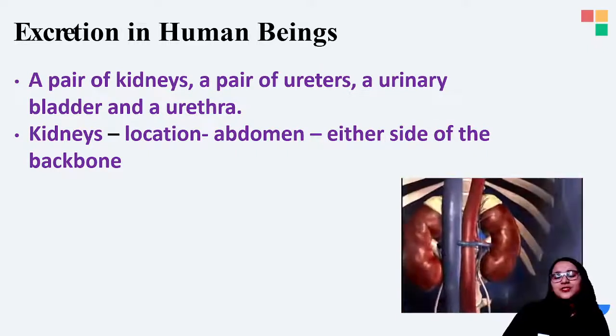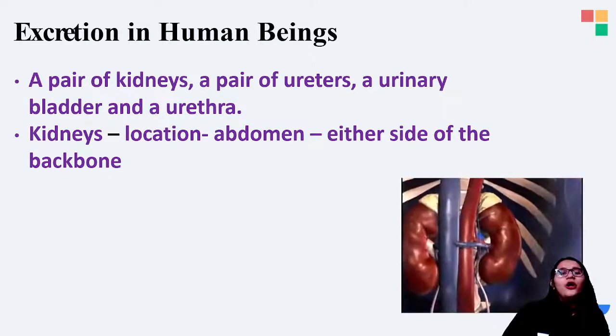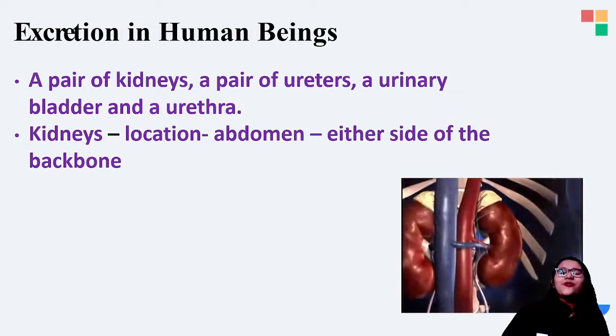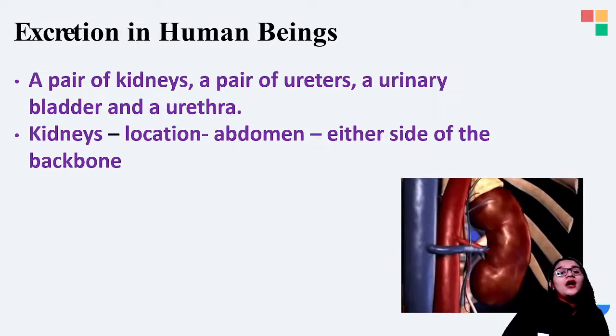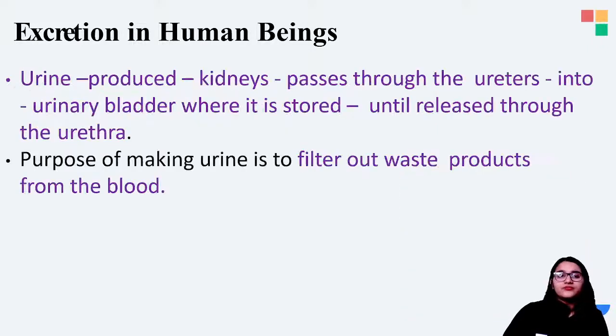Also, we have some special characteristics. We have some pipes and everything connected to the organs. So we have a pair of kidneys, a pair of ureters, a urinary bladder, and a urethra, which is connected. The kidneys' location, in the abdomen, is either side of the backbone. So what exactly is urine? How do we get it, and how does it get formed?